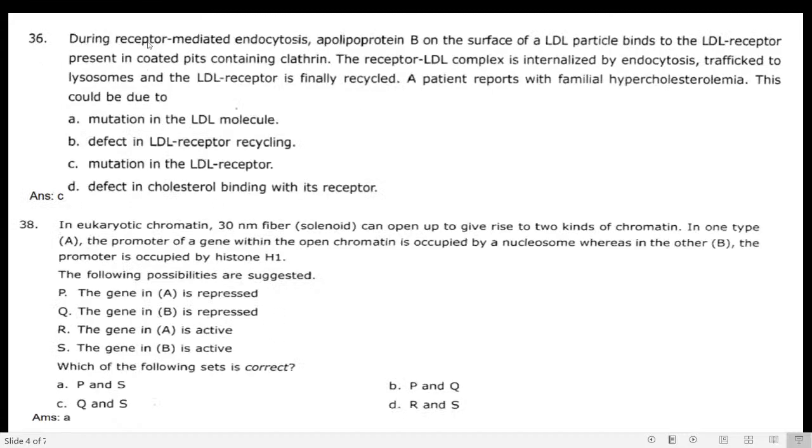Okay, regarding receptor mediated endocytosis, this is the same question as the one I included previously. So go to the 38th question.